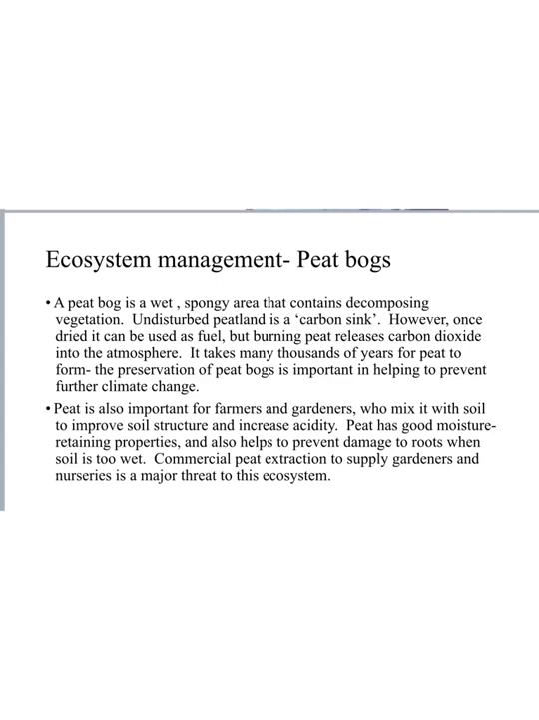A peat bog is a wet, spongy area that contains decomposing vegetation. Undisturbed peatland is a carbon sink. However, once dried, it can be used as a fuel, but burning peat releases CO2 into the atmosphere. It takes many thousands of years for peat to form. The preservation of peat bogs is important in helping to prevent further climate change.